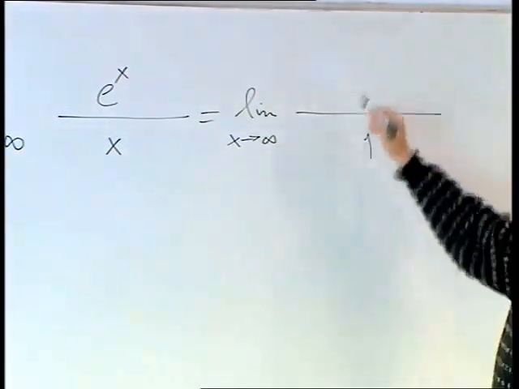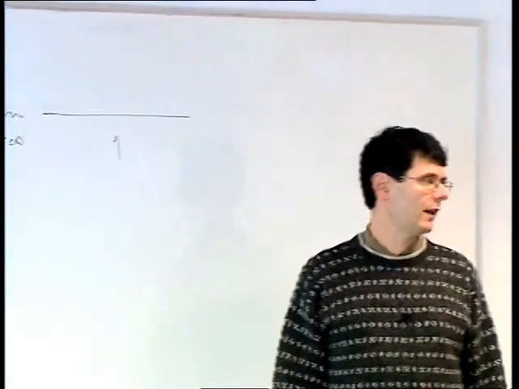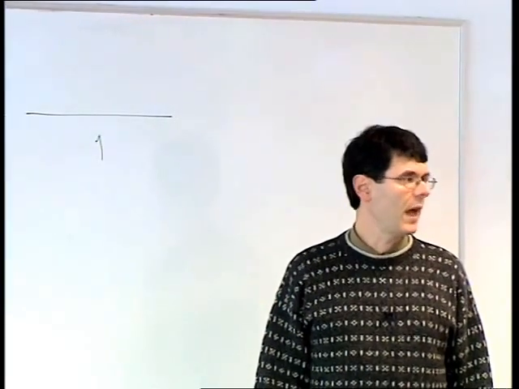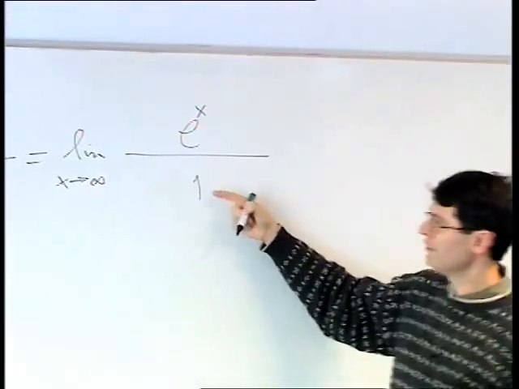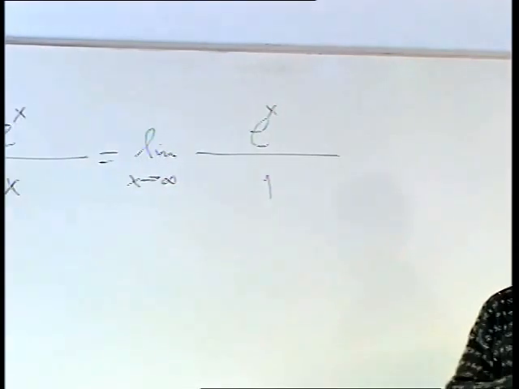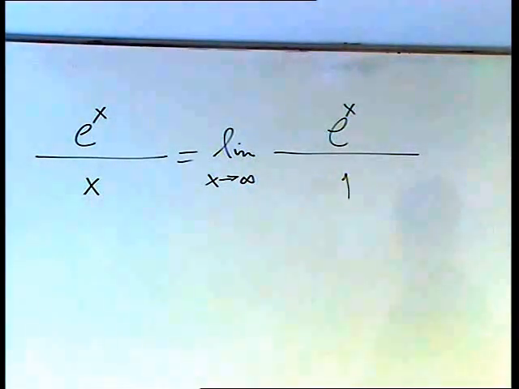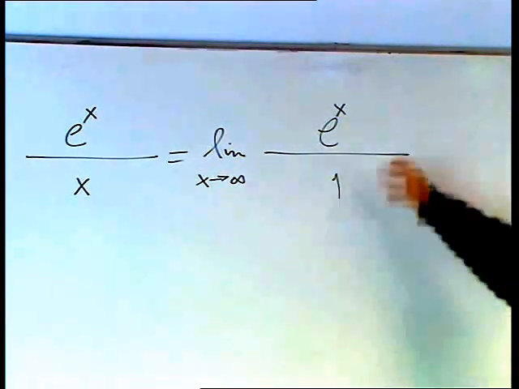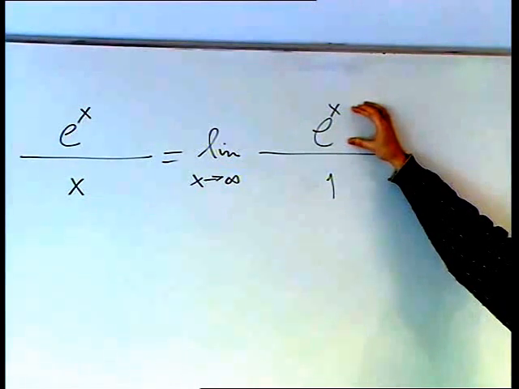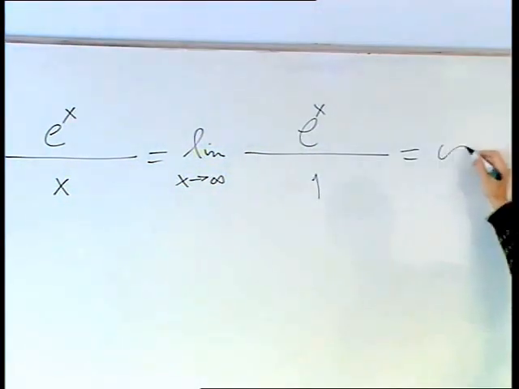And the derivative of the numerator is also simple enough. It's the derivative of e to the x. It's e to the x. You're not dividing by 0 anymore. So it's the limit when x goes to infinity of e to the x, which is infinite. So this is infinite.